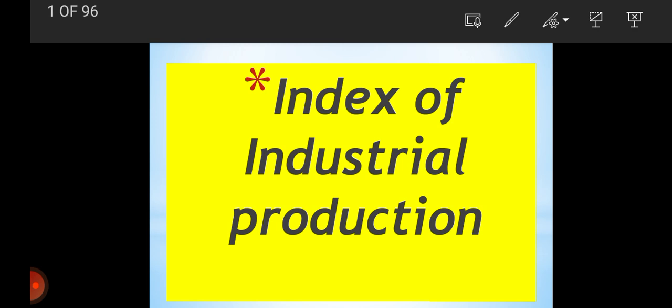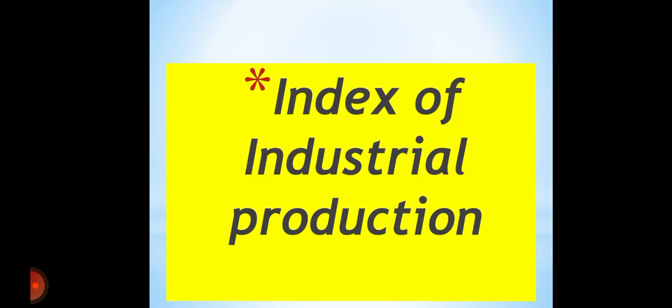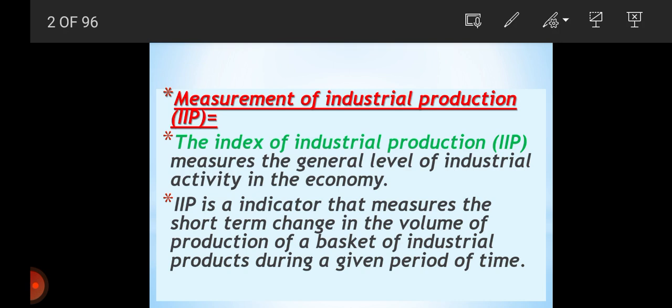So first question is, what is IIP and what exactly does IIP do? IIP is one kind of indicator which we made to find out industrial progress in the economy. IIP is the Index of Industrial Production. It measures the general level of industrial activity in the economy. In simple terms, the IIP indicator measures short-term change in the volume of production of a basket of industrial products during a given period of time.